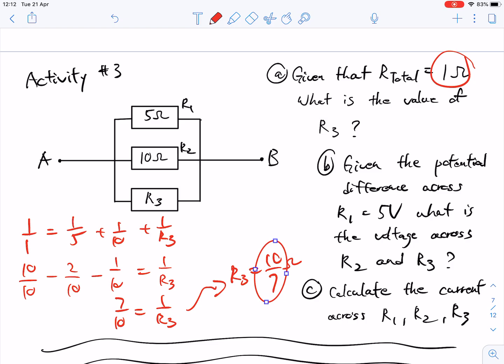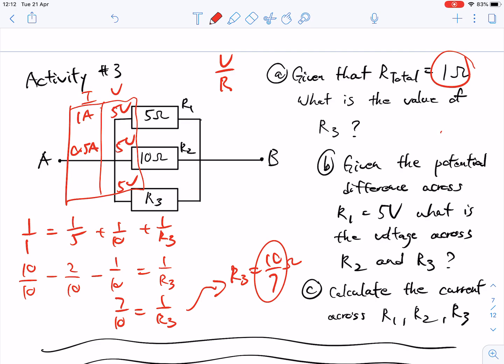That looks right. Okay, so again, the potential difference of 5 volts across, so it's always 5 volts, 5 volts, 5 volts, 5 volts. Calculate the current. So current is V over R. So the current here, I'm sort of making a little table here on the side. Current is going to be 1 amp, 0.5, and then 5 over 10 over 7. So that's 5 times 7 over 10 then, right? 3.5 amps. Is that right?